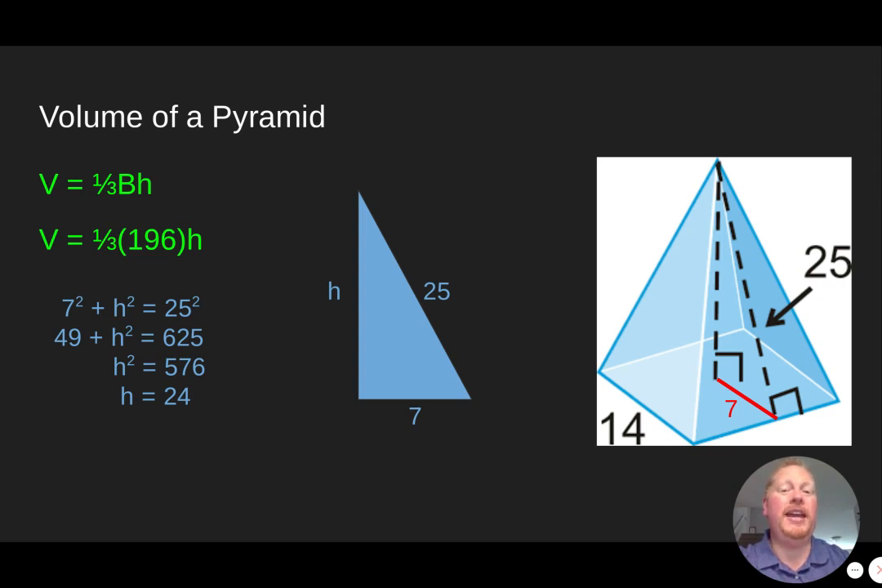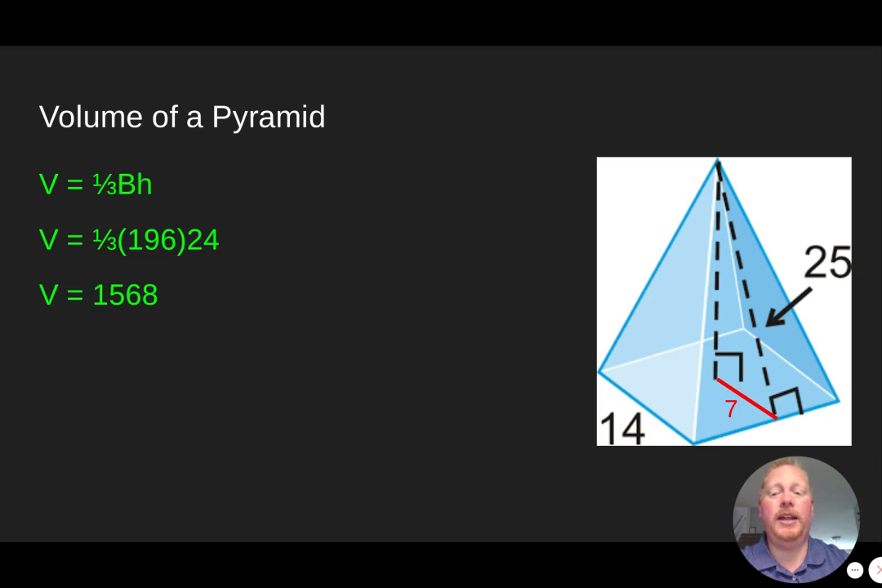So now that I know that the actual height is 24, let's go ahead and plug that into the formula. So 1/3 times 196 times 24, that's going to be 1,568.